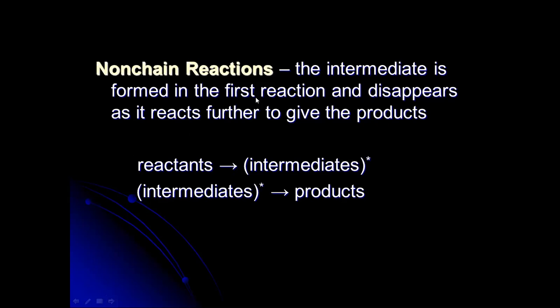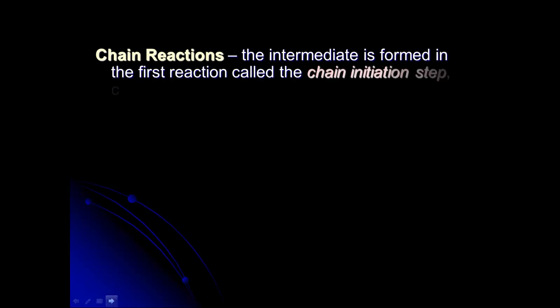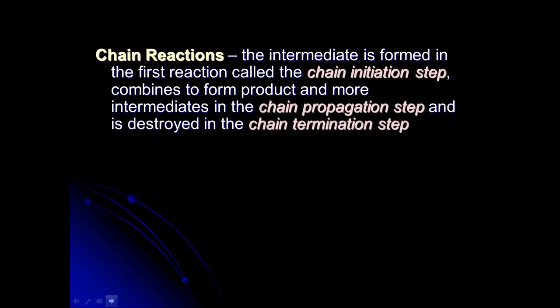So the first reaction is the formation of the intermediates, and the last would be the formation of the products from the decomposed intermediates. The second one would be the chain reactions. The intermediate in this case is formed in the first reaction, called the chain initiation step, combines to form product and more intermediates in the chain propagation step. Propagation, in the sense that you have more intermediates being formed. And in the last step, it is destroyed in the termination step, or the chain termination step.